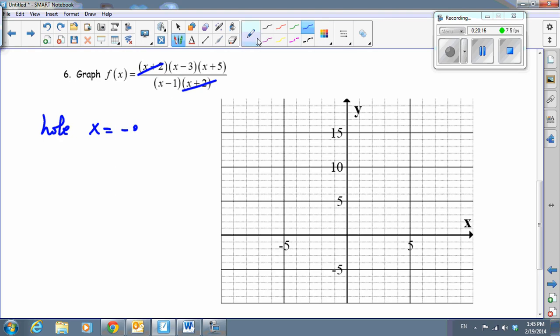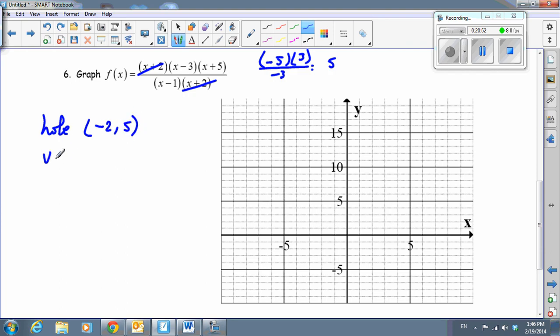But if you plug negative 2 into the equation, what you will end up with, I have this. Once you remove the x plus 2 and you plug in negative 2, you have negative 2 minus 3 is negative 5 times negative 2 plus 5 is 3 over negative 2 minus 1 is negative 3, which is 5. I plug in negative 2 because I crossed out the x plus 2. So the hole is at (-2, 5).